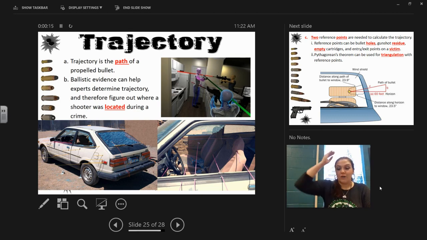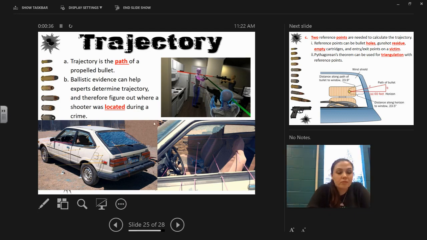But this part, actually calculating the trajectory, the angle the bullet came in, is more complicated. Still not that hard, but if you need help with it, there are examples in the assignment today that are fully worked out for you, so you can see step by step. But if that is not enough, then join the Google Meet, and I'll walk you through problems.